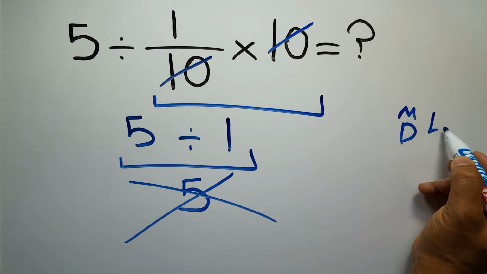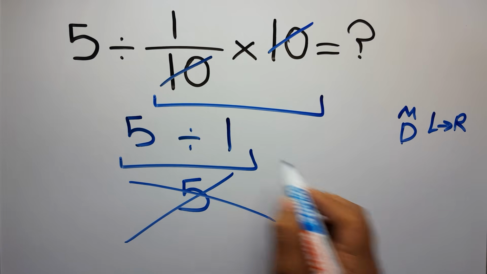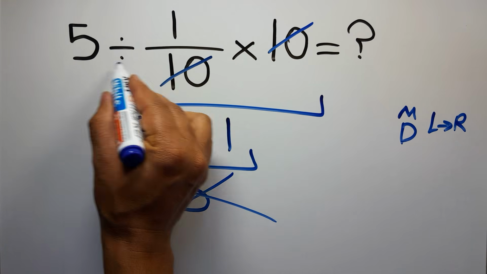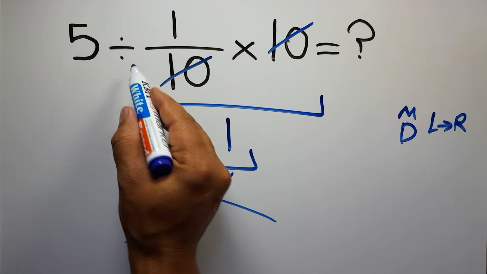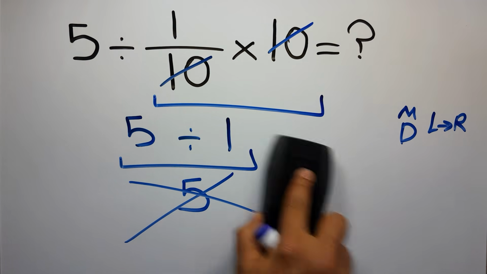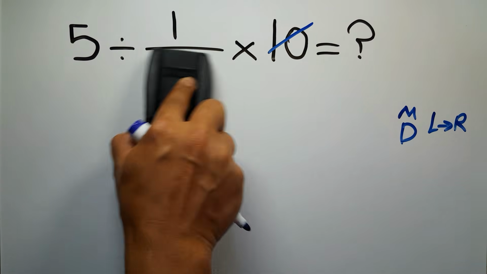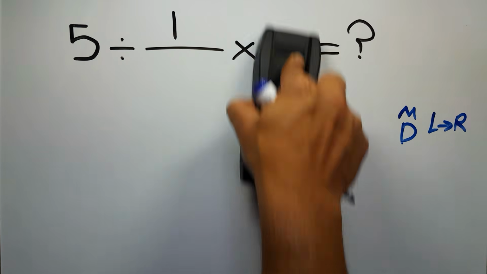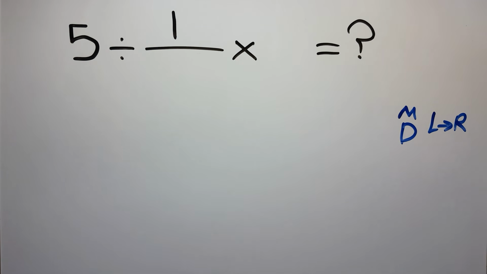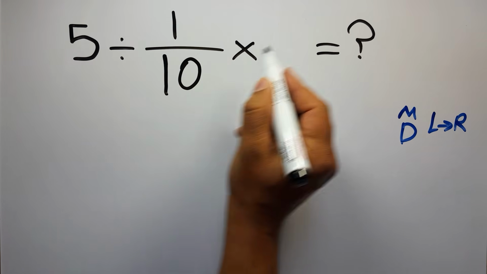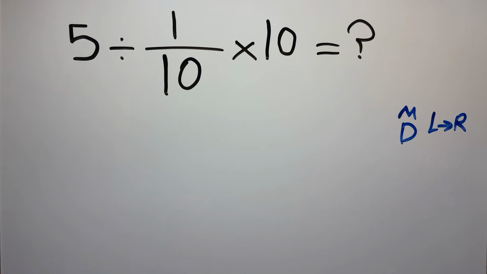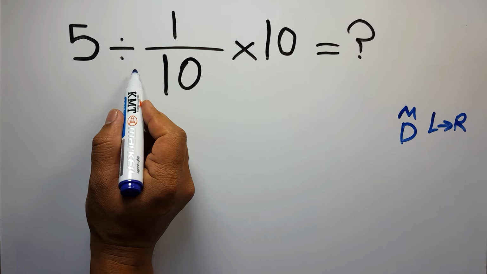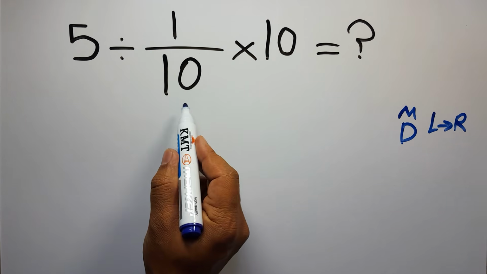priority and we have to work from left to right. So here, first we have to do this division, then this multiplication. If we do this multiplication before this division, it is wrong. So first we have to do this division, 5 divided by 1 over 10.